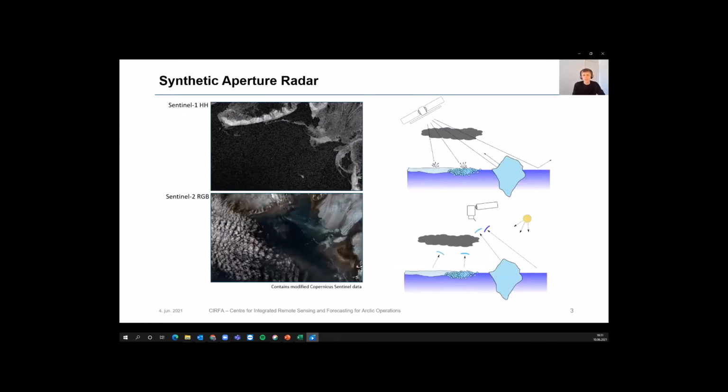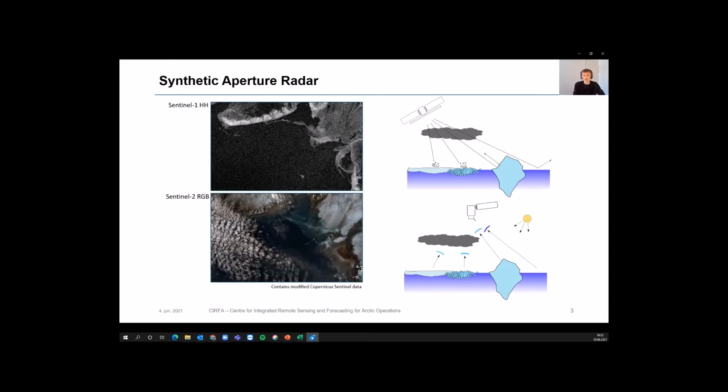Within remote sensing, we typically distinguish between optical and radar images. As most of you know, synthetic aperture radar, called SAR, is well suited for Arctic applications, as it is able to see through clouds and acquire images regardless of light conditions, which is good in the Arctic. Through the European Copernicus program, we can get daily coverage of the Arctic year-round from the Sentinel-1 satellites.